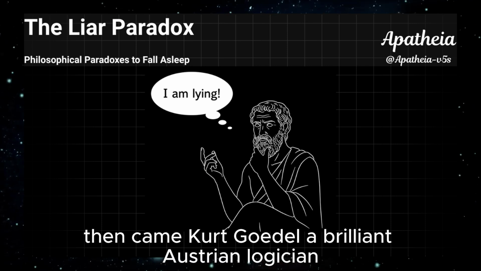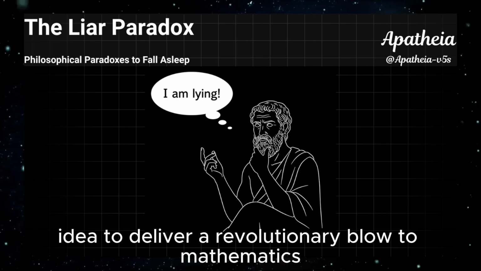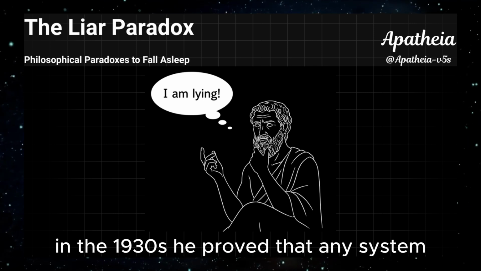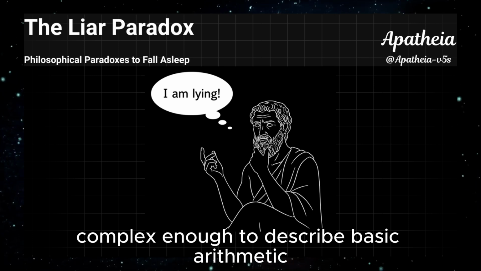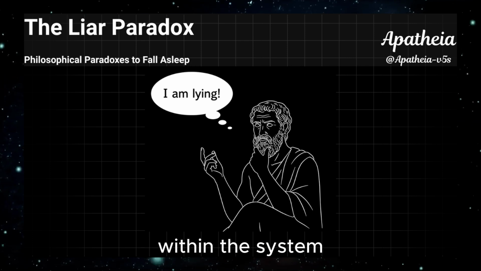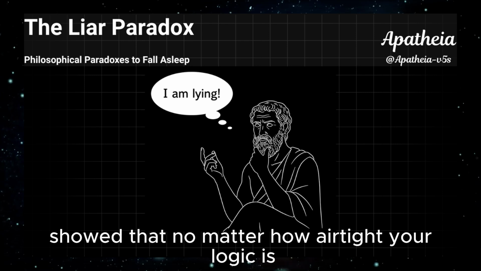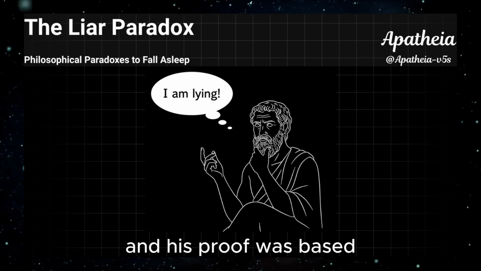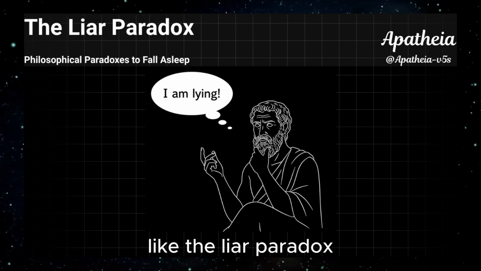Then came Kurt Gödel, a brilliant Austrian logician, who used a similar idea to deliver a revolutionary blow to mathematics. In the 1930s, he proved that any system complex enough to describe basic arithmetic would contain true statements that cannot be proven within the system. His incompleteness theorems show that no matter how airtight your logic is, there will always be truths that escape its grasp, and his proof was based in part on a kind of self-referential statement, like the liar paradox.